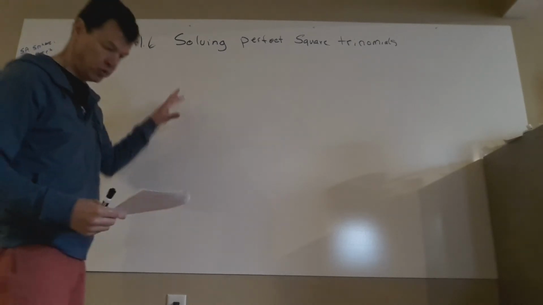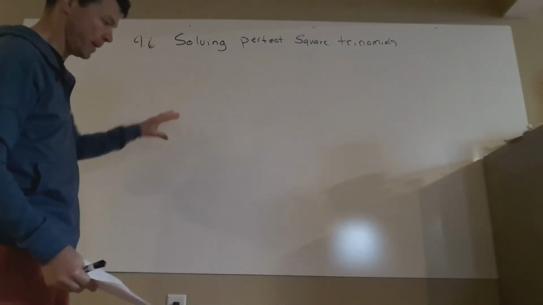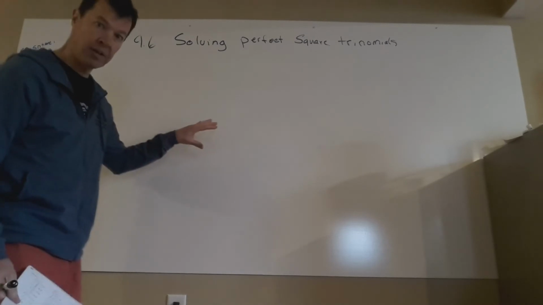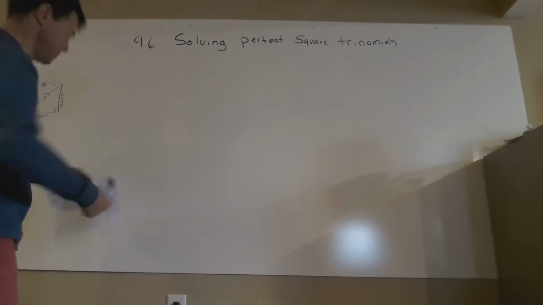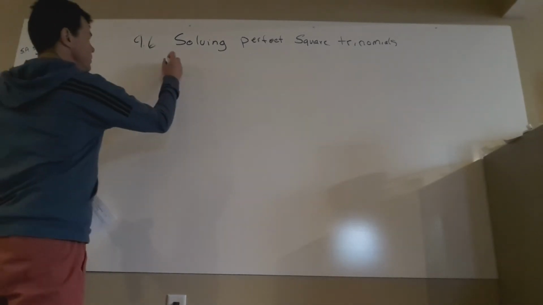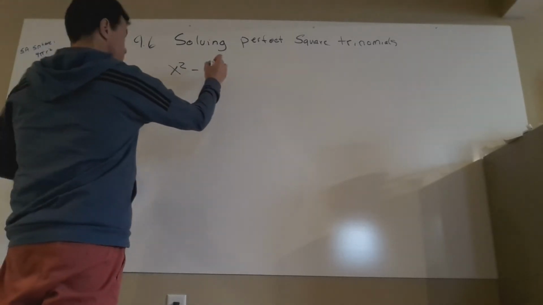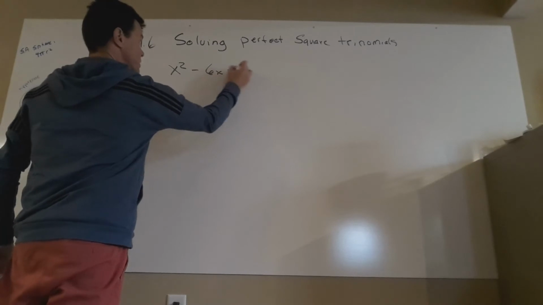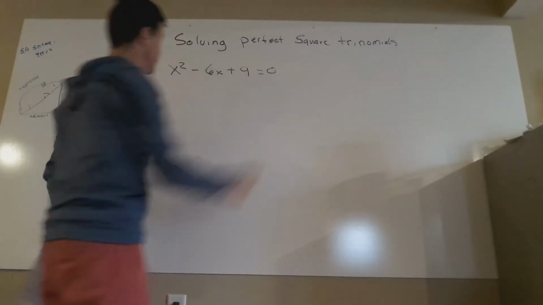We know how to factor those. So I'll put some problems up here that we're going to factor and then solve. So in a situation where you have this, say x squared minus 6x plus 9, and we're going to have it set equal to 0.